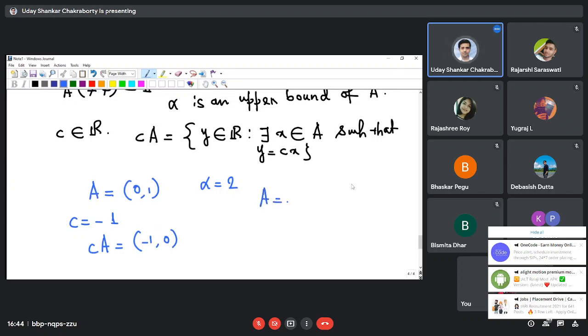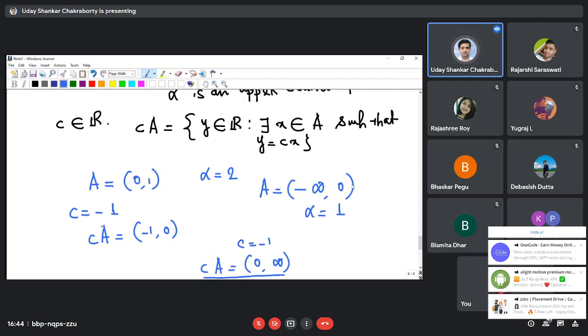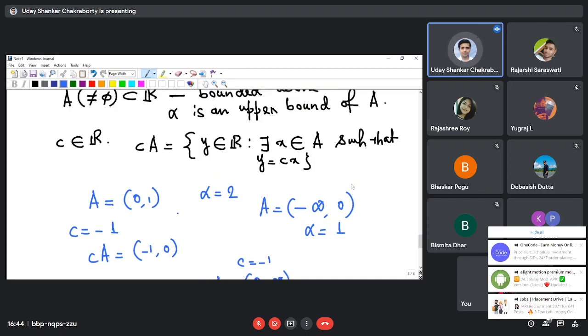Okay, fine. In this case, you are safe. But if I take my A as, let's say, minus infinity to 0, this is bounded above. And if you take alpha equal to 1, this is an upper bound. But again, if C equal to minus 1, what is CA? CA is 0 to infinity. This is not bounded above. So simply given a real number C, one cannot say that CA will be bounded above or not. You should know whether this C is positive or negative. Unless you know the nature of C, we cannot say anything.